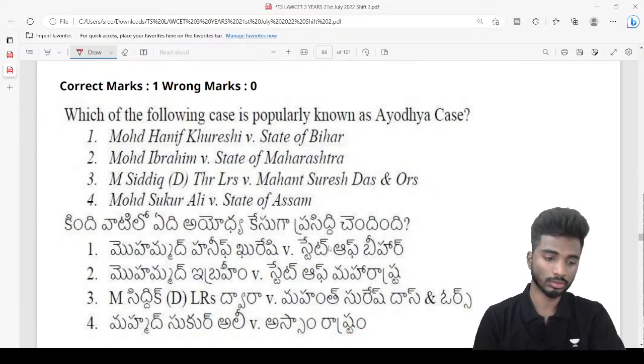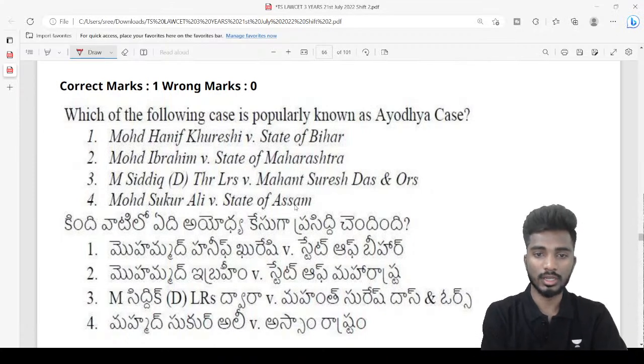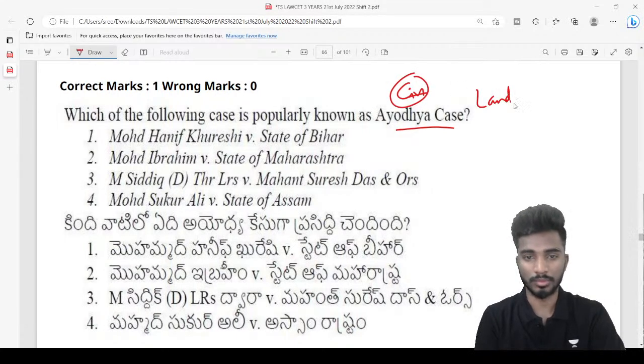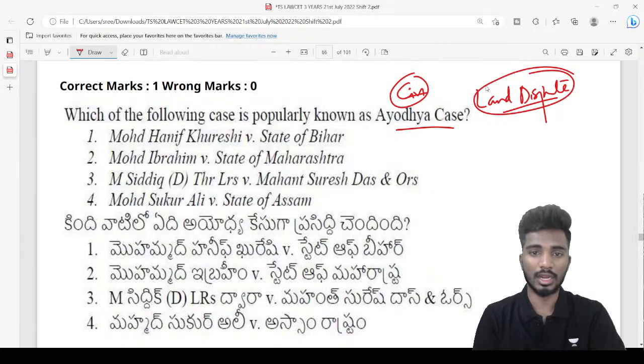Very good, Alpha. So the answer is M. Siddiq versus Maharaj Suresh Das. Right. So the Ayodhya dispute, which was there in the Supreme Court, is a civil writ petition. It is a land dispute, I would say. Right. So it is titled as a land dispute.